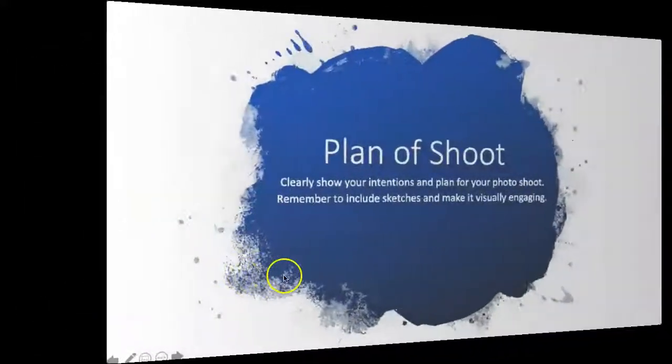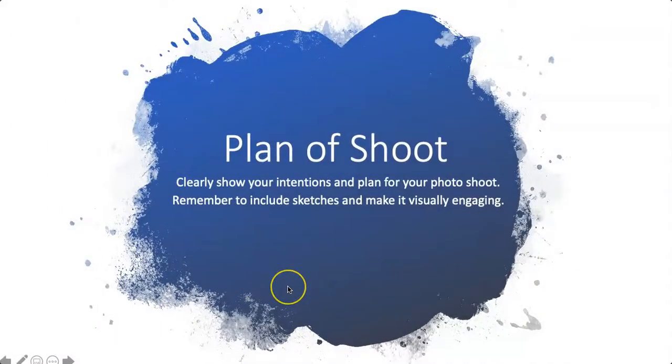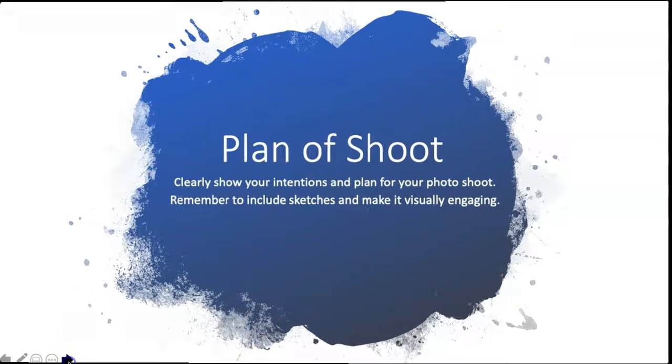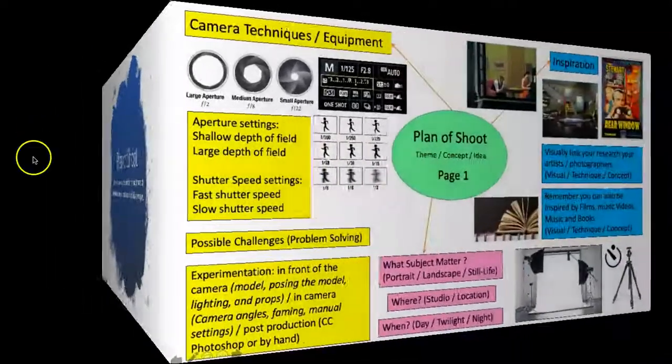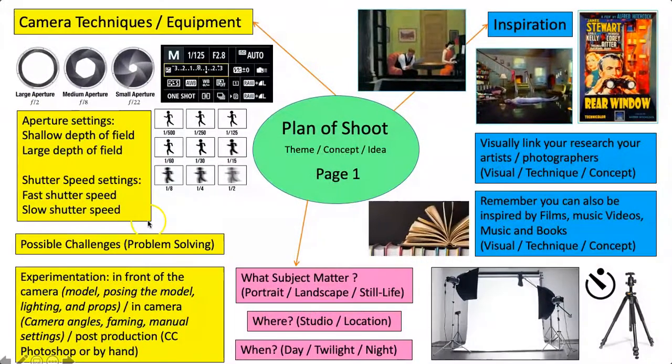Now this is really key as well. Plan of shoot. It's all about really making your intentions clear. And also it helps you formalise a plan for what you want to do in your shoot. There's nothing worse than picking up a camera and not really knowing what you plan to do. So if you've got something in mind, then you'll feel more confident and prepared to take a good shoot. So this is what I recommend for my students. I ask them to do a plan of shoot across 2 pages, so it's quite in depth.